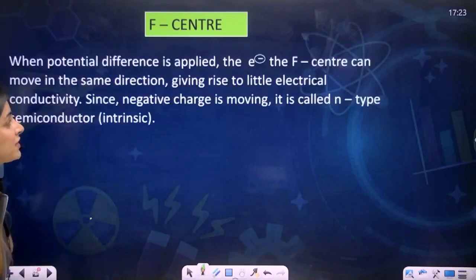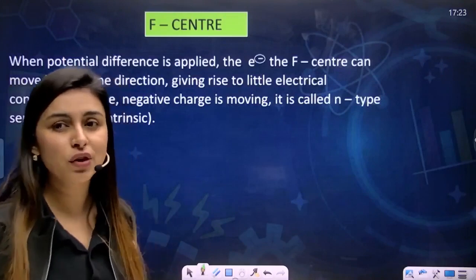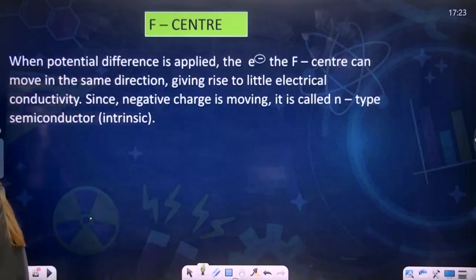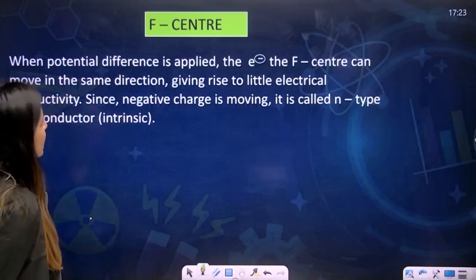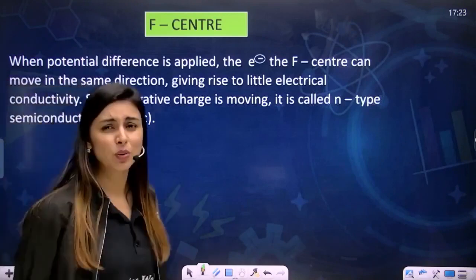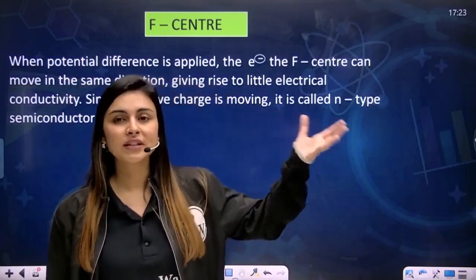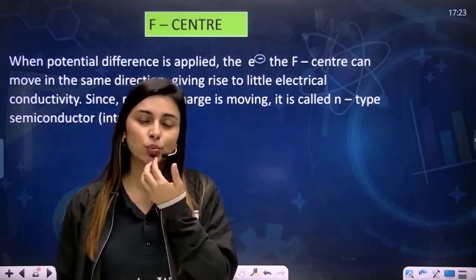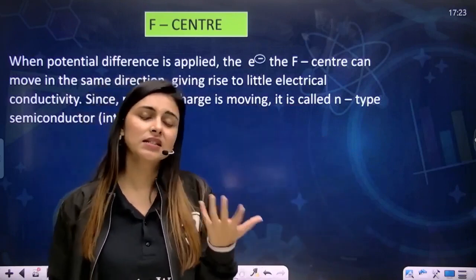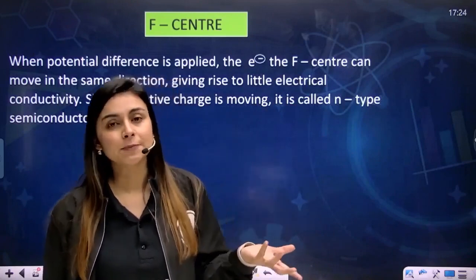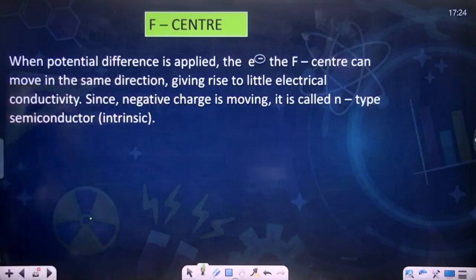Now, when a potential difference is applied, now you have an unpaired electron. Whenever you apply a potential difference, the F center can move in the same direction, giving rise to little electrical conductivity. Hence, negative charge is moving. It is called an N-type semiconductor. I'll make you understand the semiconductor part when I explain the electrical properties. But you can understand that since it is a single electron, it is a free electron, so it helps in movement of charge, and that is the reason it is known as an N-type semiconductor. Okay, please write it down and then we'll move forward.